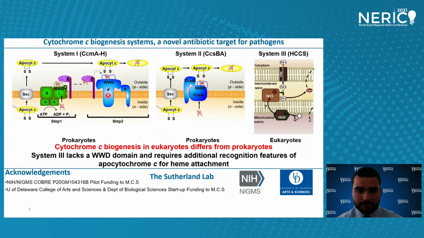Next slide. This brings us to the 3 biogenesis systems, System 1, System 2, and System 3, and its ability to be a novel antibiotic target. System 1 and System 2 are found in prokaryotes and have similarities. However, there are stark differences between System 1 and System 2 and the eukaryotic System 3. System 3 lacks the WWD domain and requires additional recognition features of apocytochrome C for heme attachment. This brings the opportunity for the development of antimicrobials that can successfully target System 1 or System 2 without the potential of interference with the eukaryotic System 3 biogenesis system.